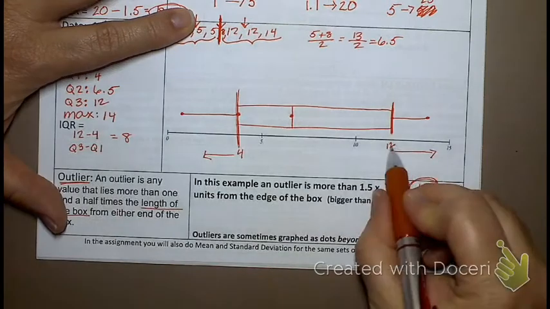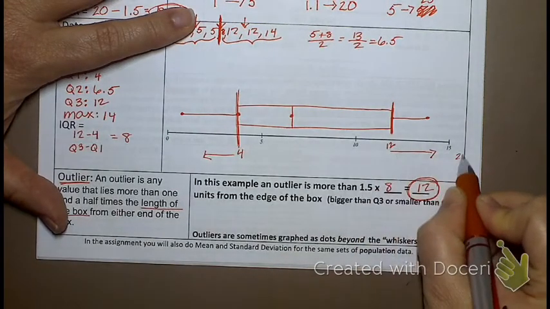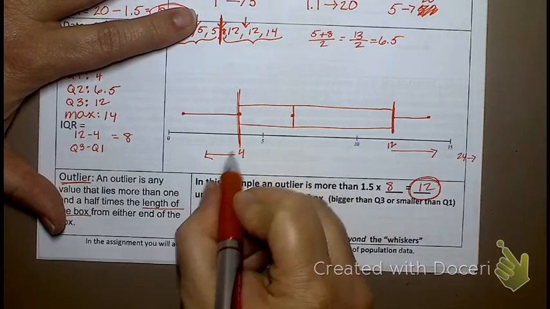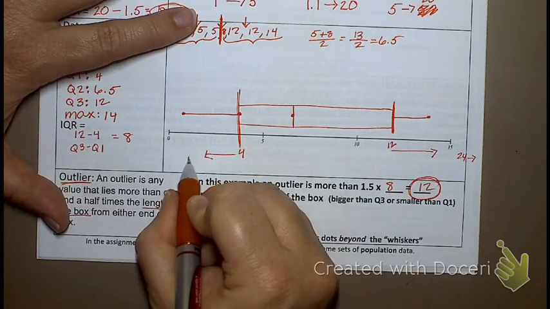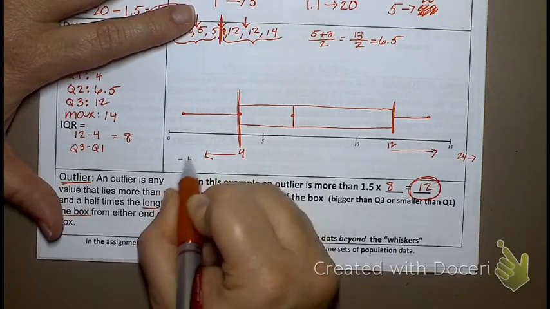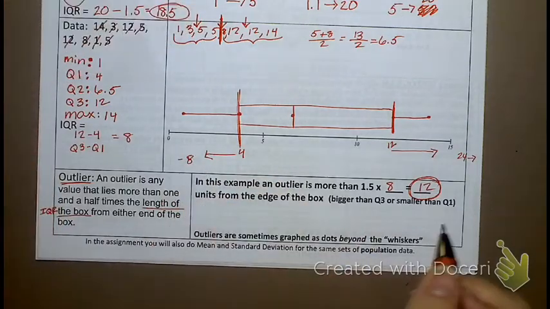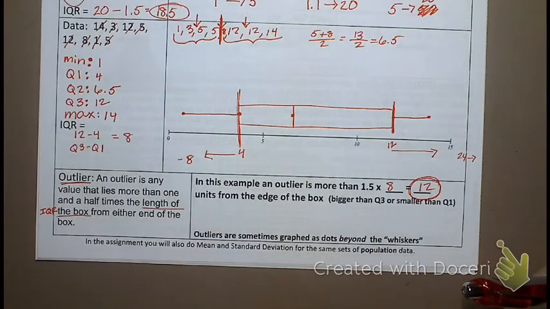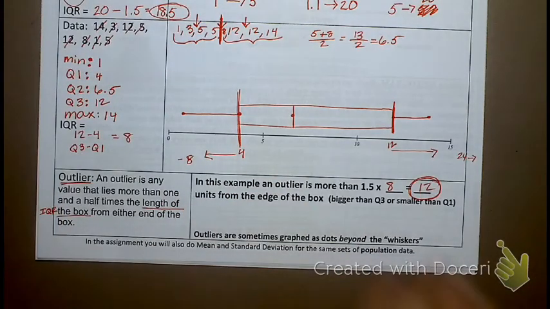So 12 units past here would be anything 24 or higher. This one would be anything 4 minus 12, which is negative 8 or lower. Does that kind of make sense? Because if it's too far out there, it messes things up.